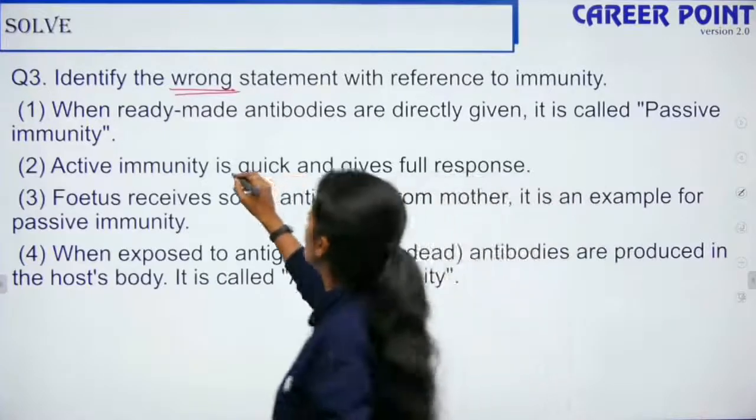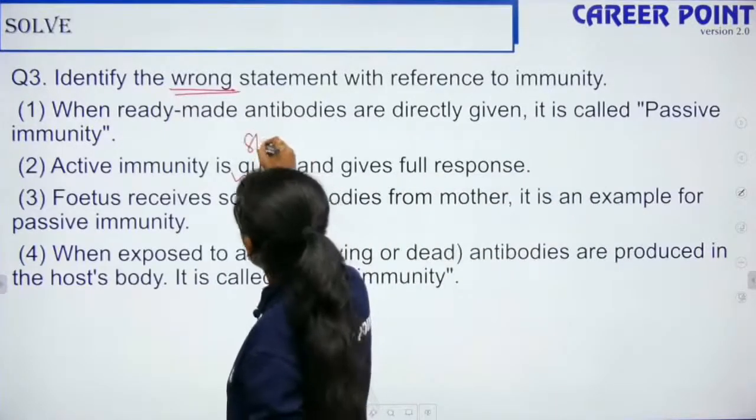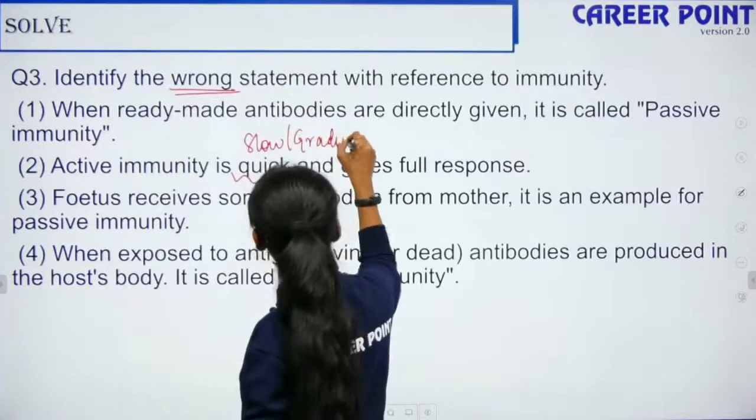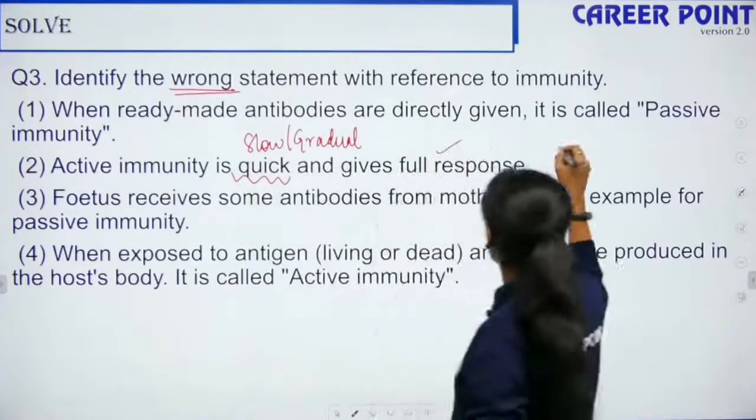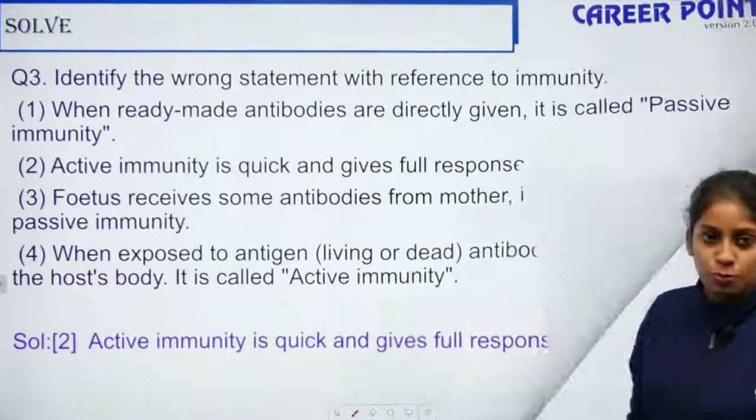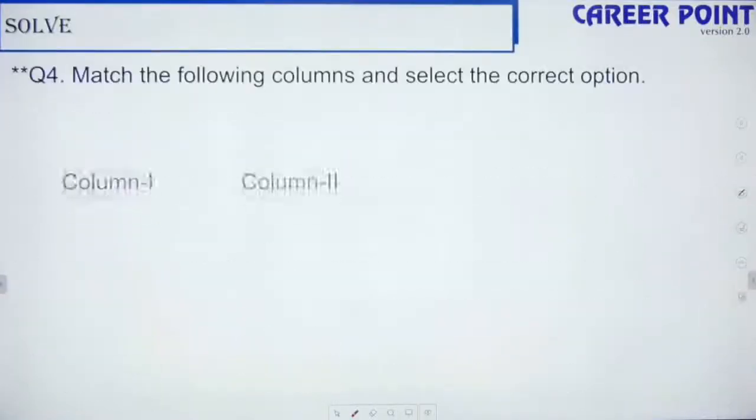Yes, so active immunity is not quick. Active immunity is slow or gradual, but it gives full response. This is right. So this entire statement is wrong. Thus the right answer is option 2. Yes, good. So question 4.